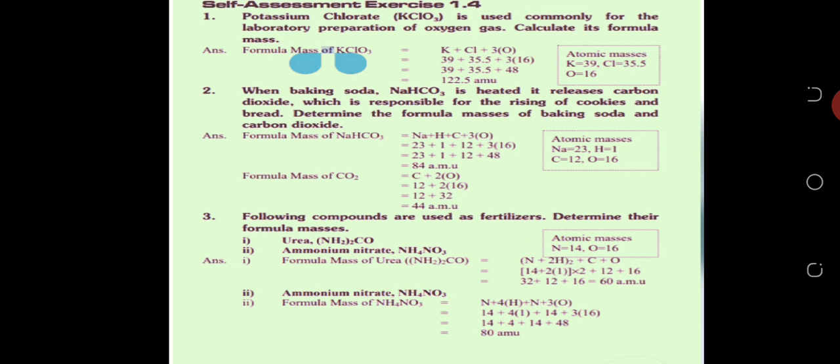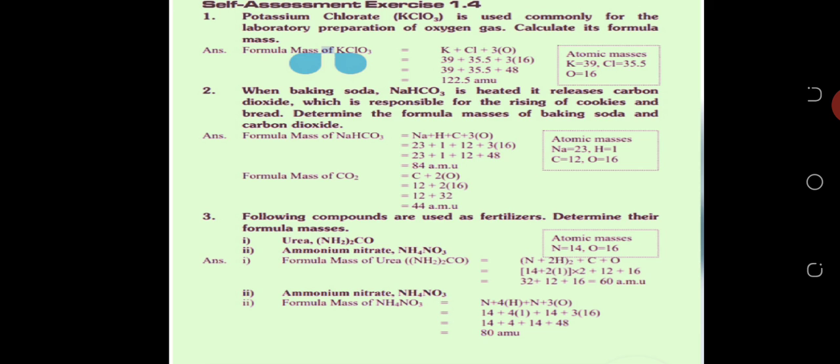Okay, now we are coming towards self assessment 1.4. You have been given potassium chlorate, which is used for the laboratory preparation of oxygen gas. We have to simply find out its formula mass. You know the atomic mass of potassium is 39, chlorine is 35.5, and oxygen is 16. As we have 3 atoms of oxygen, we multiply 16 by 3. 39 plus 35.5 plus 48, you will get 122.5 AMU.